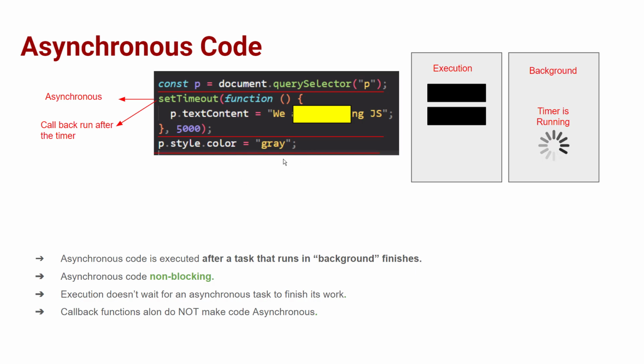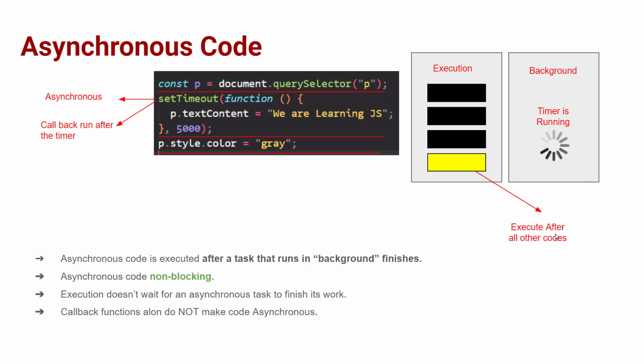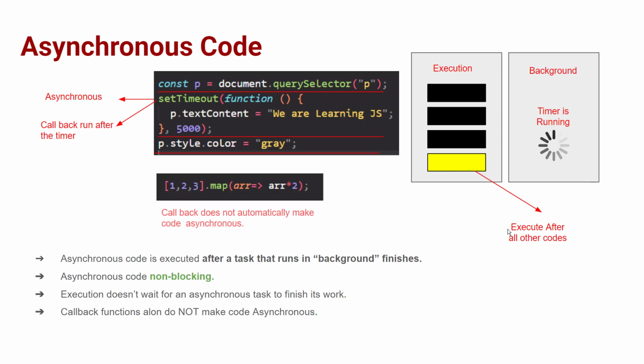So once your code is executed, the last one is displayed inside your browser. This will appear after all other code, right? And this is a map function. Right now a callback does not automatically make code asynchronous. I will give you an example of how you can use that inside your browser and how it works practically. I will share it with you in the next video.